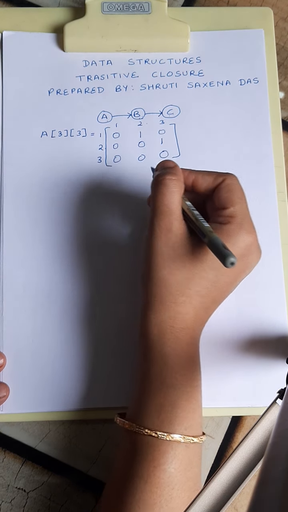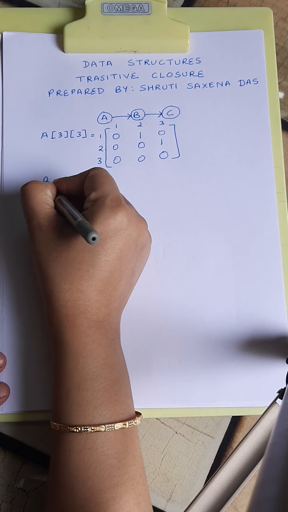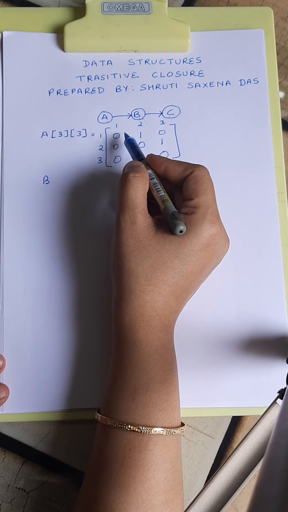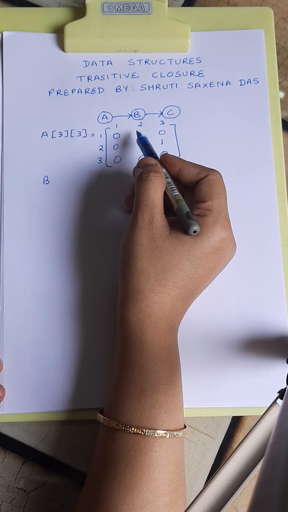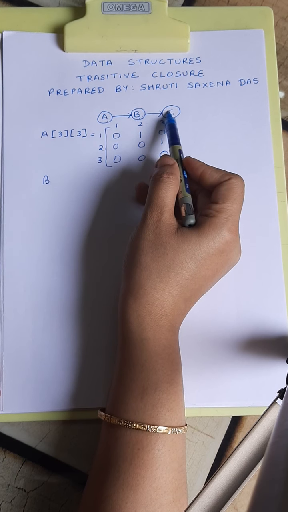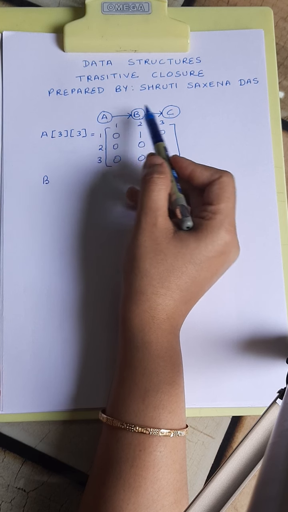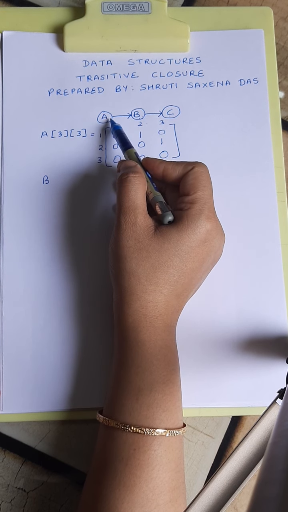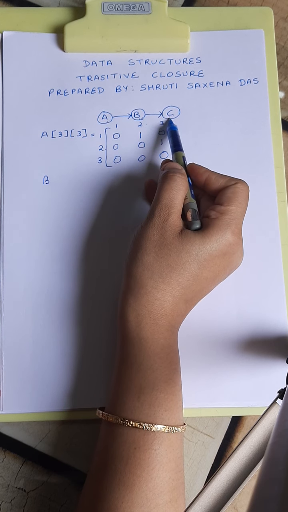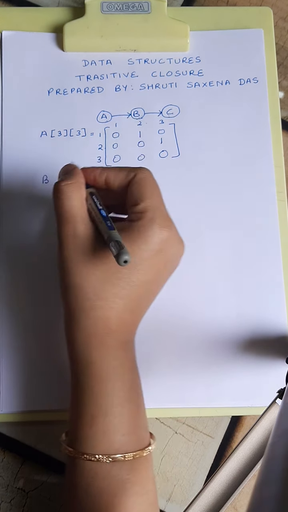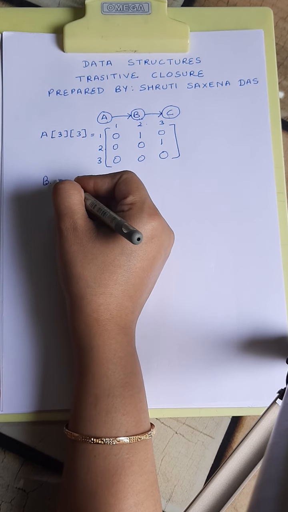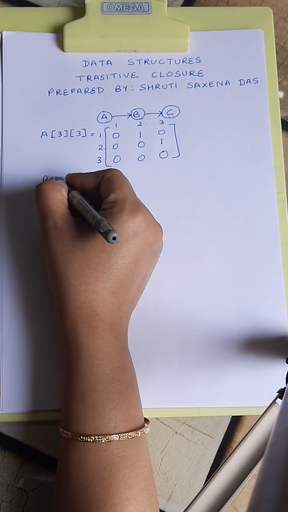Now we have to compute a matrix B where the value of B of ij will be 1 if there is a path of length greater than or equal to 1 from i to j. In this case, from A to C we do not have any direct edge, but we have a path from A to B and then B to C. So A can reach C via B. So this B is a transitive closure matrix, or we call it the reachability matrix.